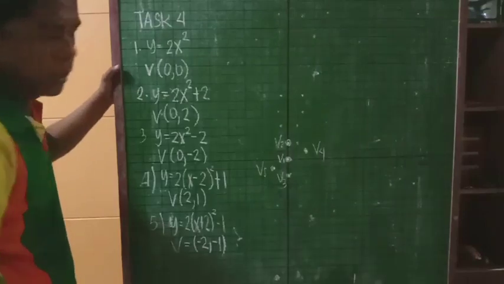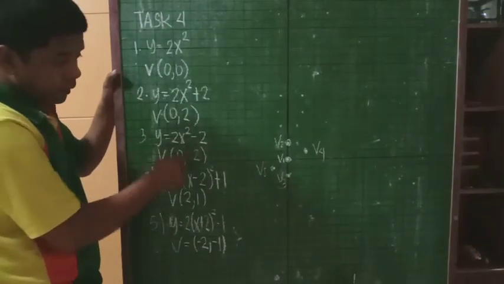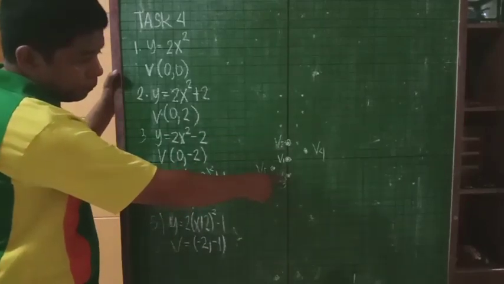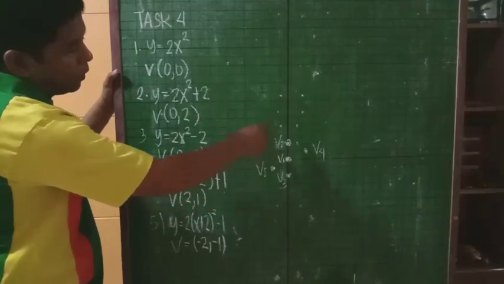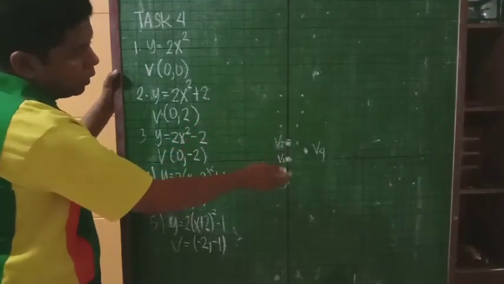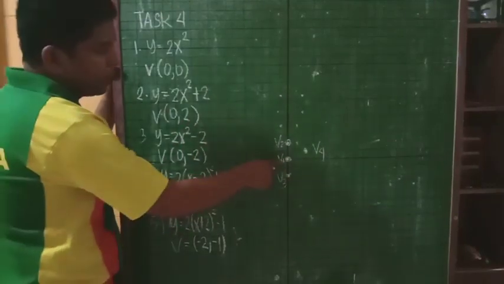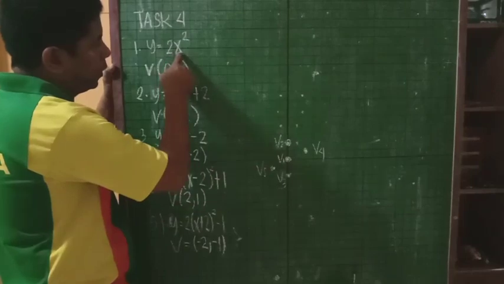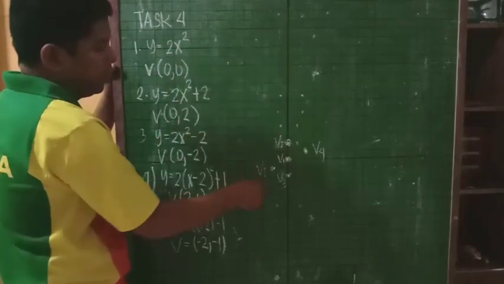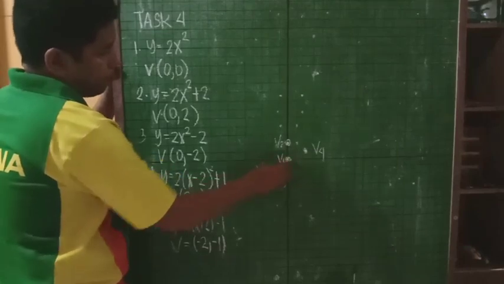So, i-analyze natin yung 1, 2, 3. So, the graph of our parabola is upward. So, yung parabola natin, ang direction ng graph ay upward. So, yung number 1, vertex natin, 2x squared. Ibig sabihin, wala tayong k. It means, yung vertex natin ay (0, 0).